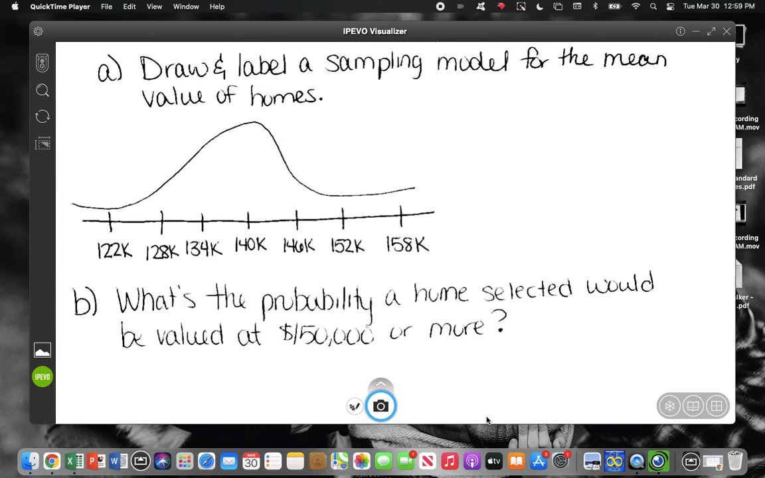Now you do. All right, so I want you guys to go ahead and find out the probability that you would pick a home and the value of it would be 150,000 or more. So where would you draw a line on your graph and where would you shade that? And then once you have that shaded, then you can put it into the calculator.